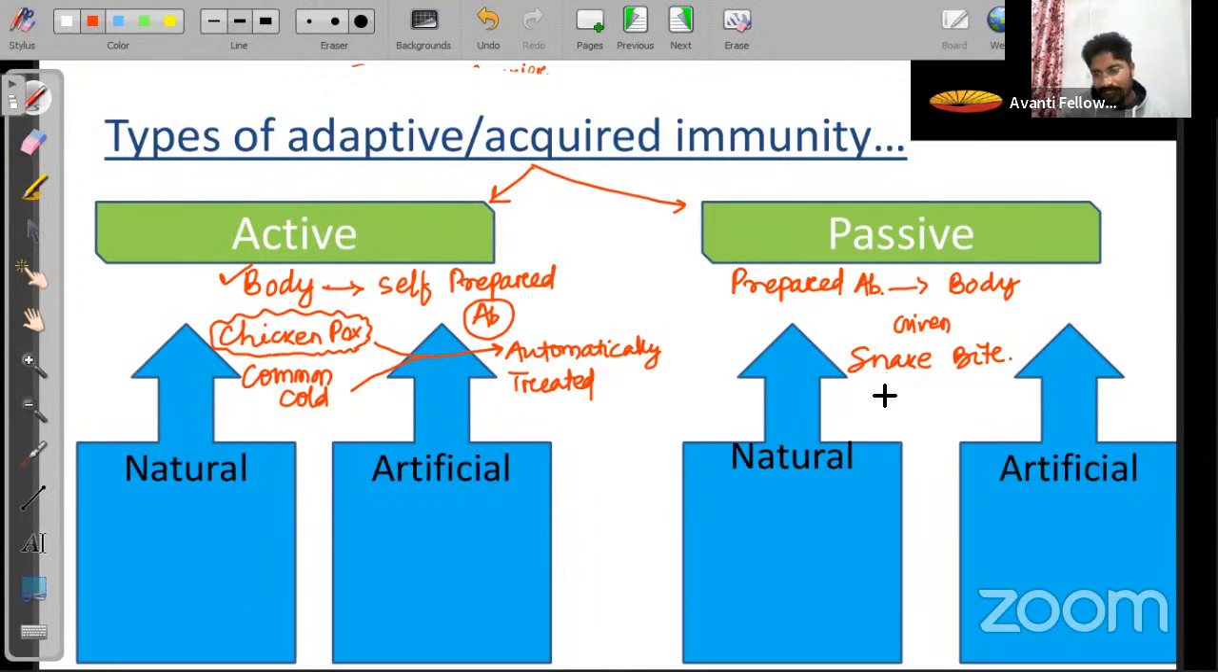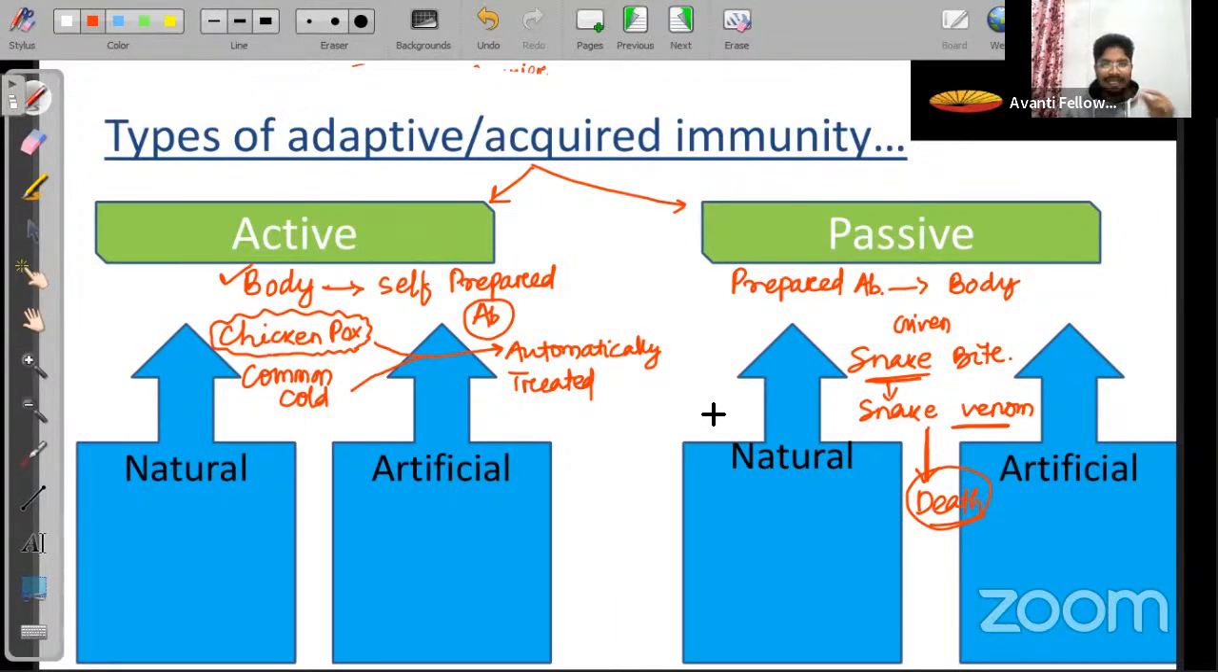A snake bite produces snake venom, and my body will prepare antibody against that snake venom also. But if I wait for my body to prepare antibody against the snake venom, there is a chance of my death before the antibody is made. So in that case, what happens?